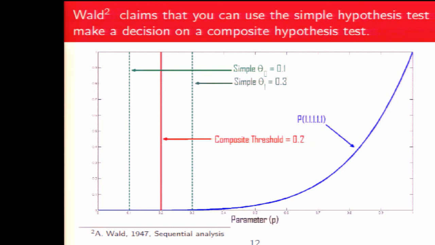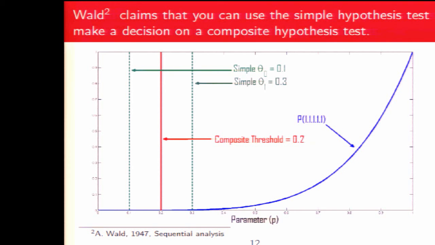As the actual value of the parameter starts to go a little bit further out towards 1, that sequence that confirms hypothesis 1 is actually becoming more likely. And so I can use the simple test to determine whether or not the parameter is above or below the threshold, even though it's not the parameter I'm looking for. Wald has a nice argument that basically says this will work for basically any arbitrary sequence. Sequences that confirm one hypothesis or another end up becoming more or less likely as we look at parameters that are further and further from the threshold in either direction.